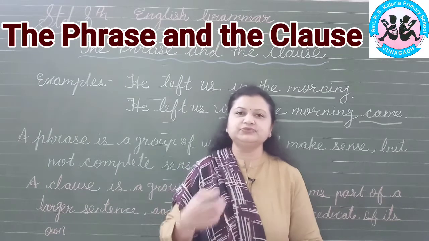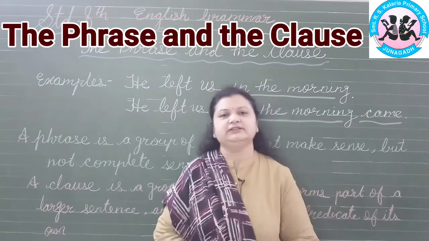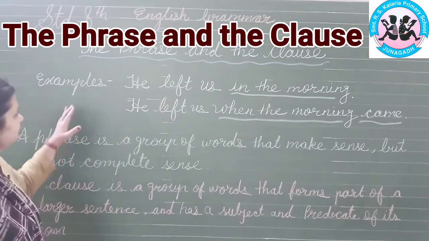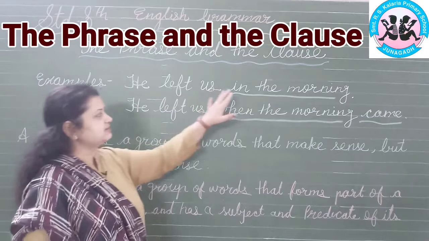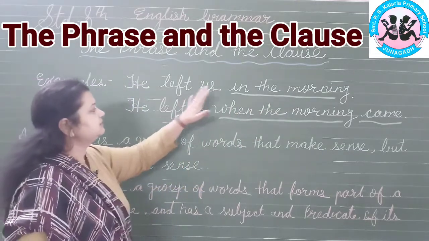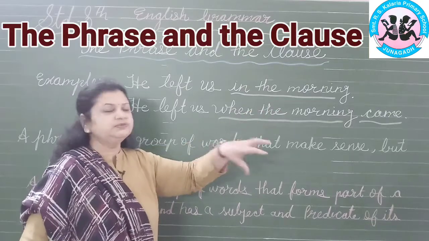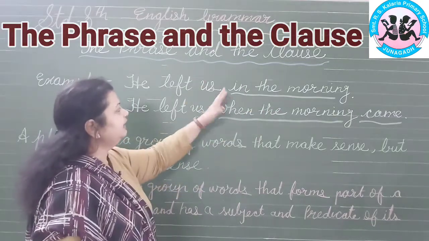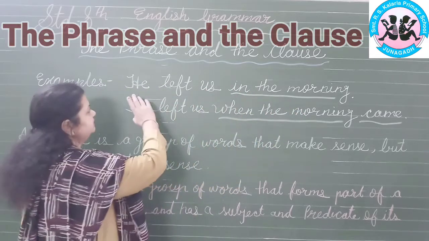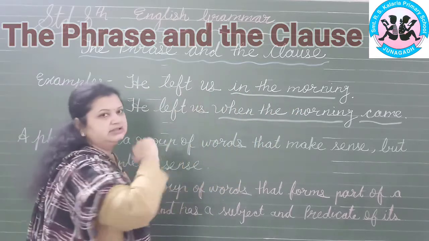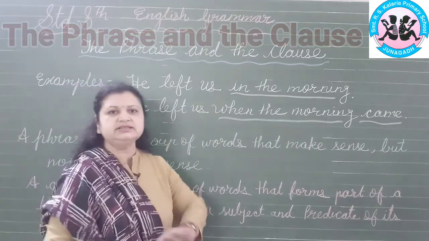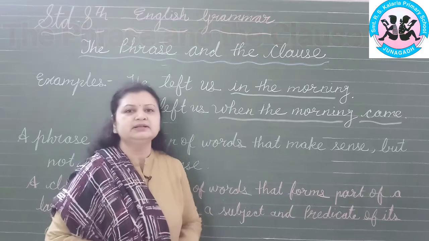Now what is a phrase and what is a clause, I will explain with an example. Now see: he left us in the morning. He left us in the morning. What do you observe in this sentence? I have underlined the part "in the morning." You know very well that this is the subject, verb, and this is the object. "He left us" is enough to make complete sense.